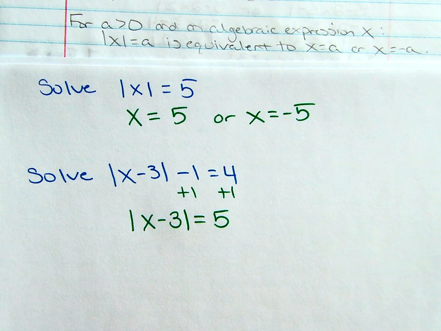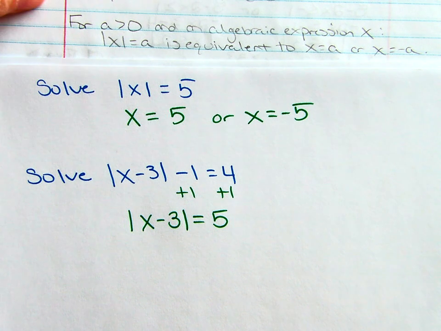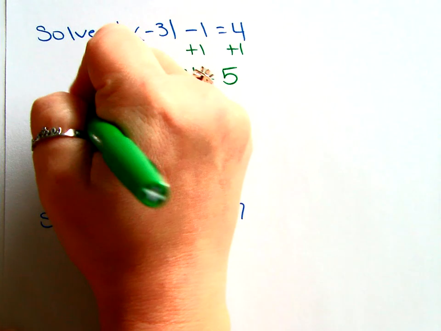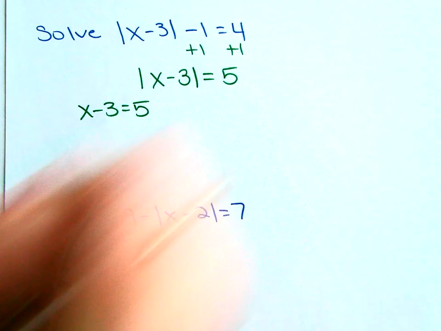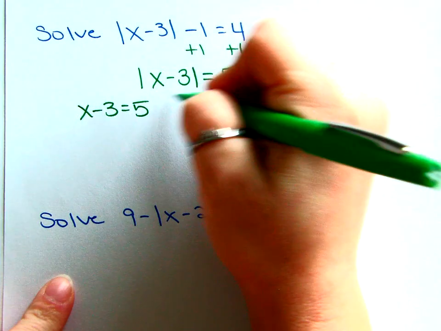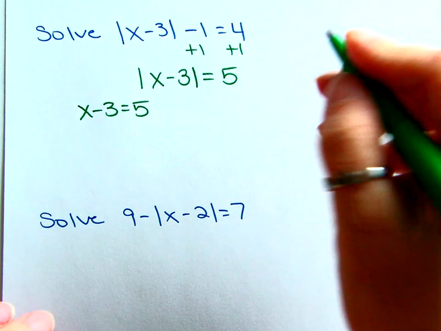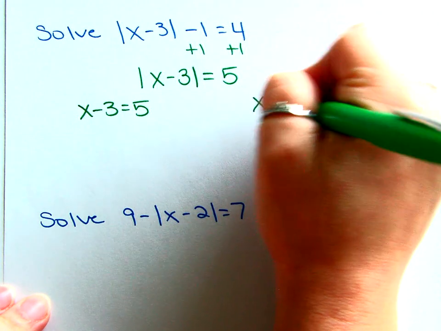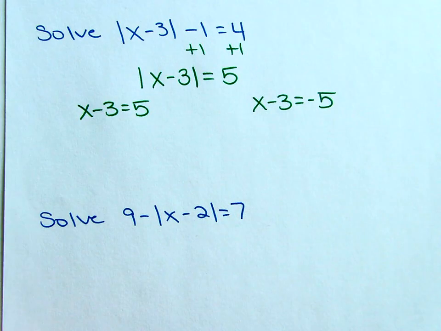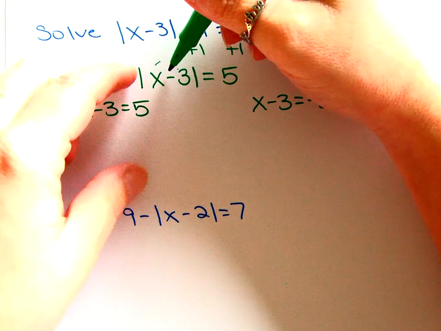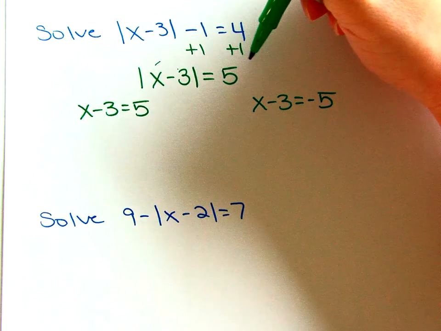Once we're there, we're going to split, and we're going to work two equations at the same time. What I mean by that is I'm going to have x minus 3 equals positive 5, because what's inside here could be equal to positive 5 if the absolute value is positive 5. Or the x minus 3 could be equal to negative 5. Because if what's inside of my absolute value equals a negative 5, taking the absolute value of that will still get me to the positive 5.